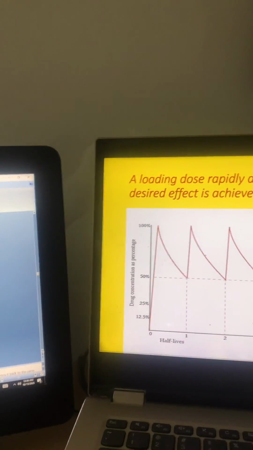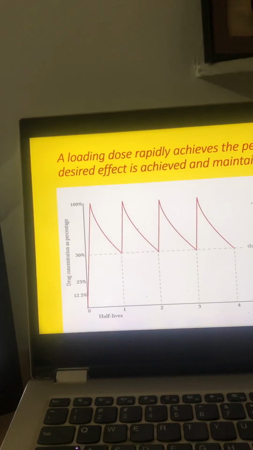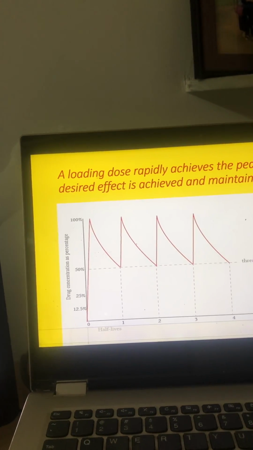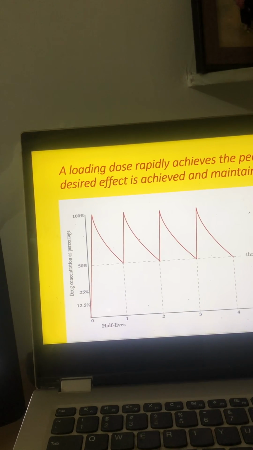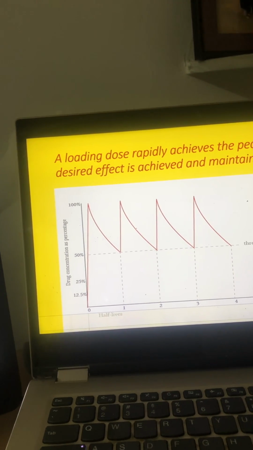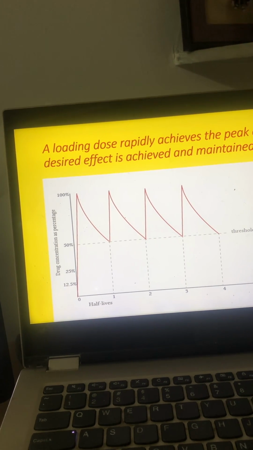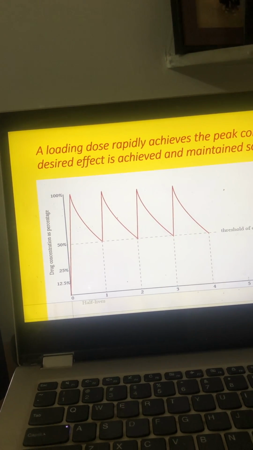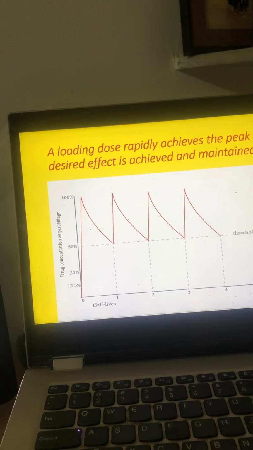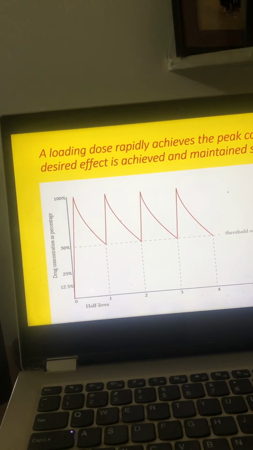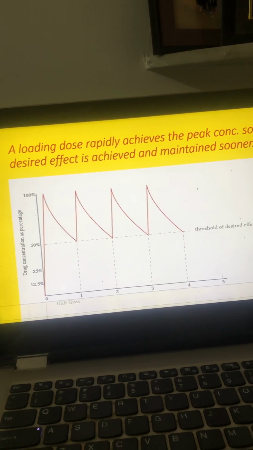Then we have a graph showing loading dose rapidly achieves a peak concentration so that the desired effect is achieved and maintained sooner. Example, phenytoin loading dose 15 mg per kg IV is given followed by 100 mg IV or oral 8 hourly. Amiodarone 150 mg IV over 10 minutes followed by 1 mg per minute over 6 hours.